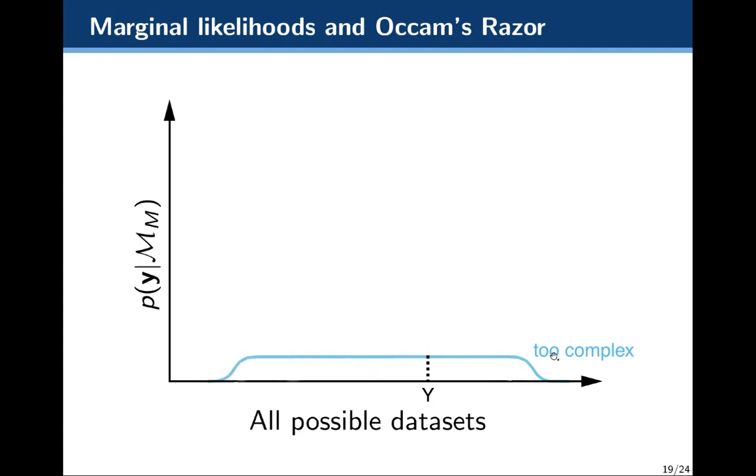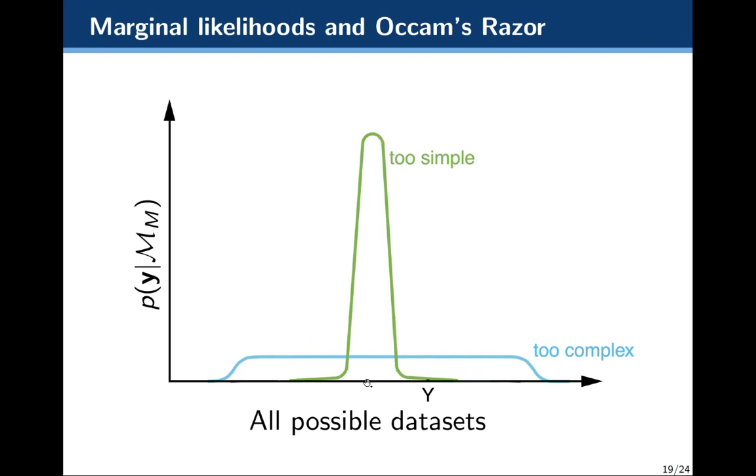So if we choose a model that's too complex, then what's going to happen is we're going to spread our mass over all possible data sets really, really thin. And so the marginal likelihood is going to be really small. On the other hand, if we choose a model that's too simple, then we're going to place all of our mass at a small location.